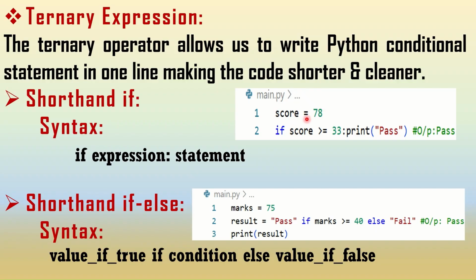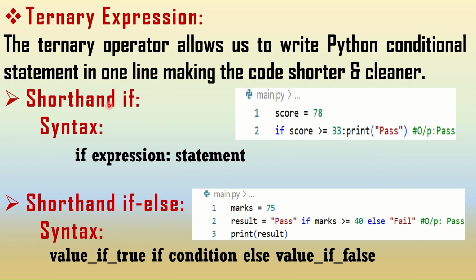Here you can see the example: score is equal to 78, I have assigned, and I'm going to check whether the score is greater than or equal to 33 and print pass. This expression follows the syntax: if, followed by the expression, the score, and then the condition. The expression is score greater than or equal to 33. This is the condition or expression. I'm checking if this is satisfied, then it's going to print or execute the block of statements here.